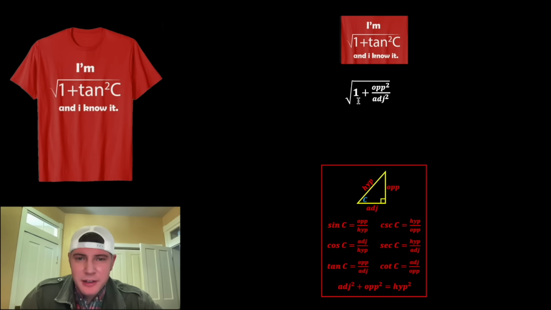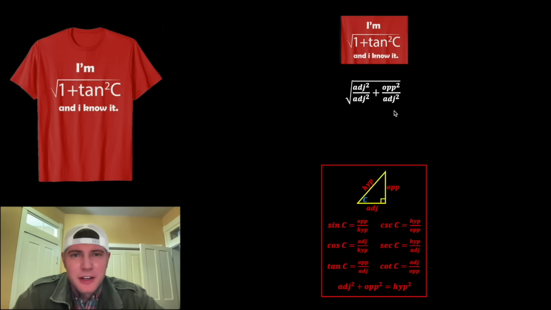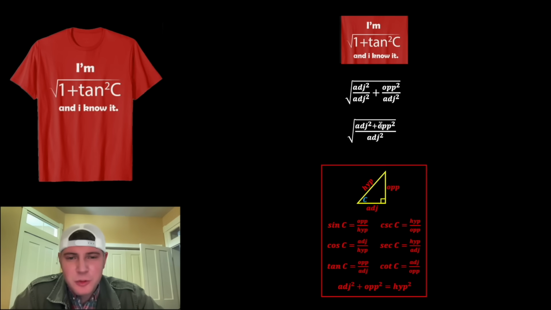Now we're trying to add a number to a fraction. The best way to do that is to give it a common denominator. So we can change this 1 into adjacent squared over adjacent squared. And now we have two fractions with a common denominator. We can express that as a single fraction with that same denominator. This changed into adjacent squared plus opposite squared, over adjacent squared.